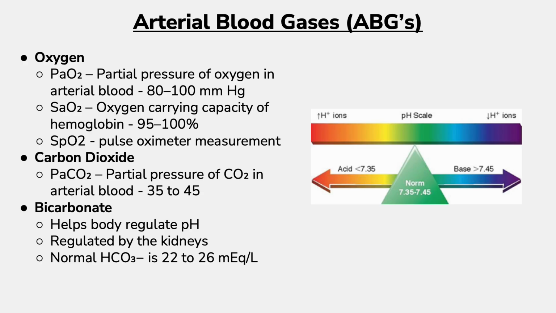So ABGs give us objective information about a patient's oxygenation and acid-base status. We look at oxygen levels, carbon dioxide levels, and bicarb. Carbon dioxide reflects the respiratory component, and bicarb reflects the metabolic component, which is regulated by the kidneys. Knowing the normal values helps us quickly identify the imbalance, especially whether it is respiratory acidosis or alkalosis, or metabolic acidosis or alkalosis. So these are the measures that we use: carbon dioxide for respiratory and bicarb for metabolic.